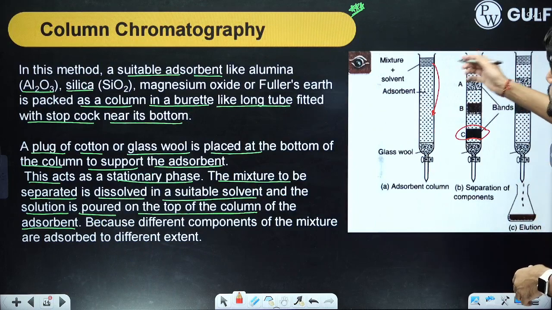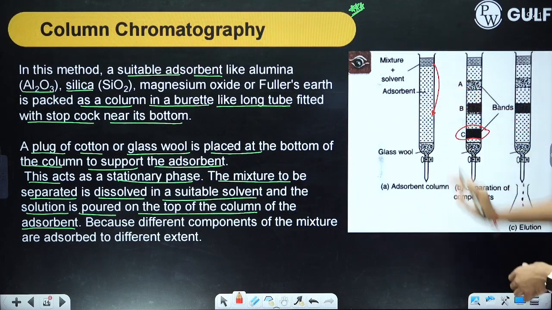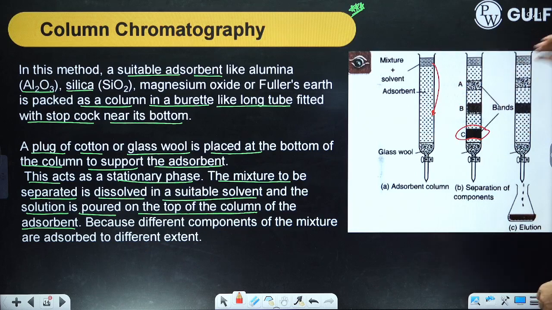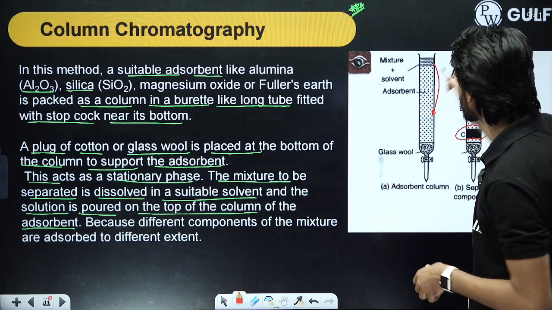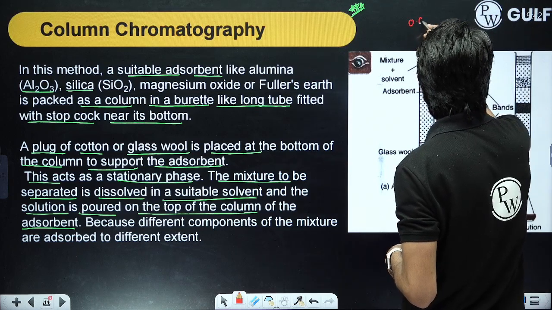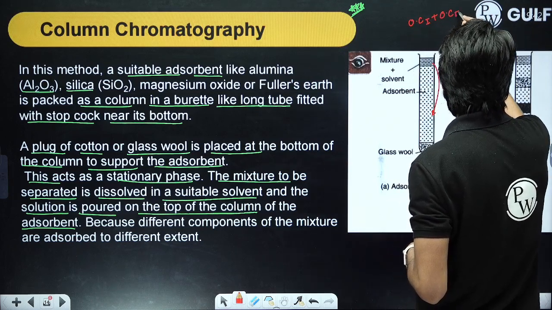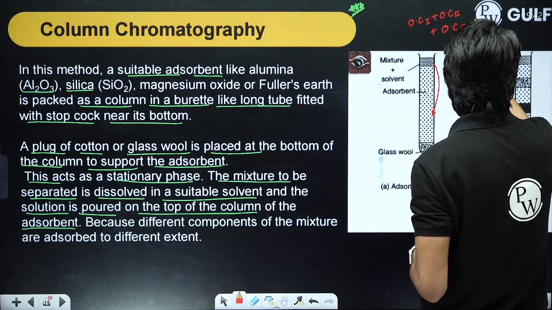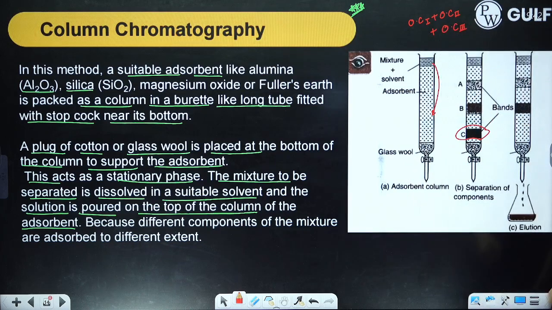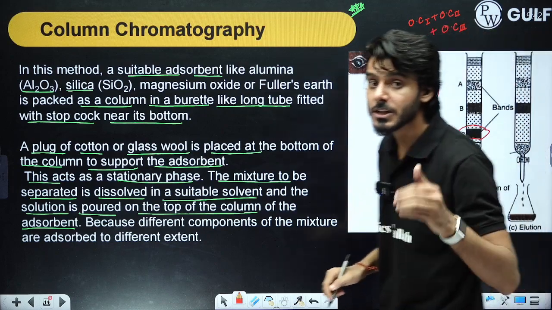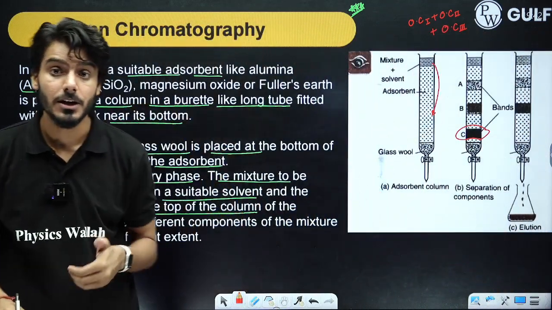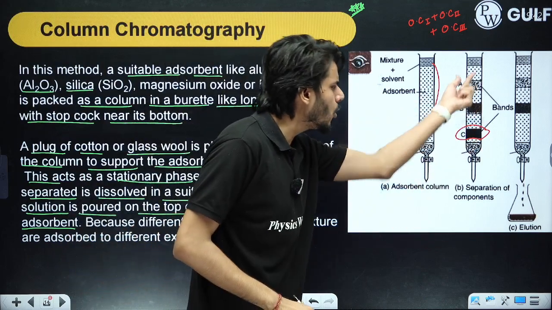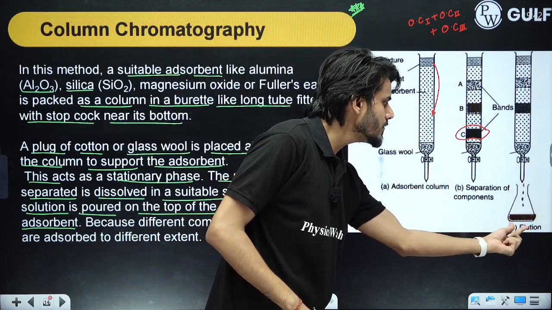Just because of the difference in the degree of adsorption, you will see different bands of different things. Let's suppose you have a mixture of three organic compounds, but the degree of adsorption for all of them is different in this particular adsorbent. After adsorption, they will move different distances. Because of this, you will have three different bands of those three organic compounds, and then you will separate out all of them by opening this knob.